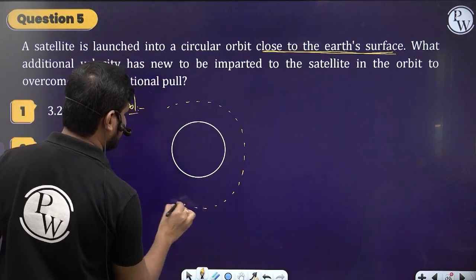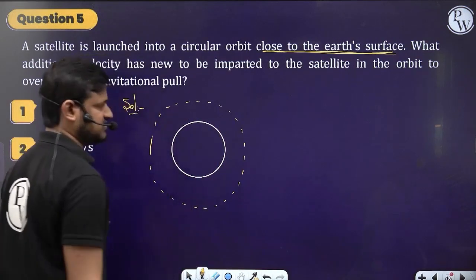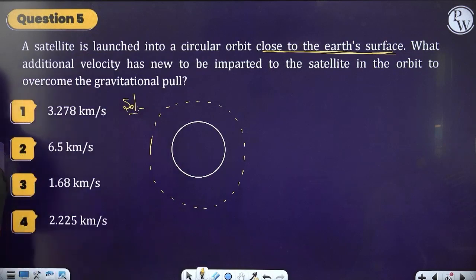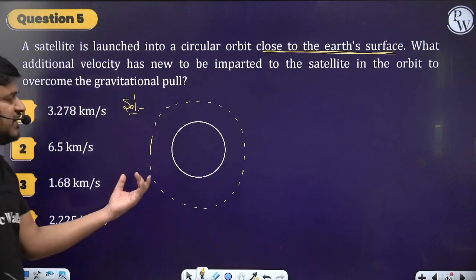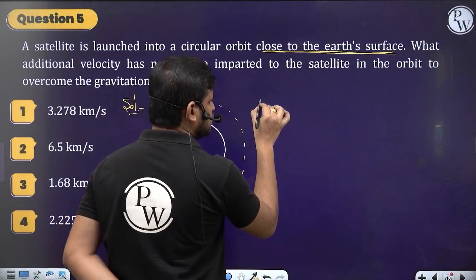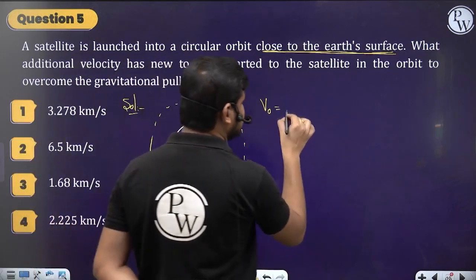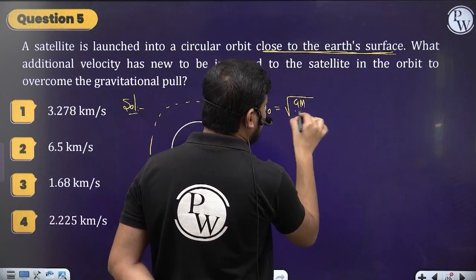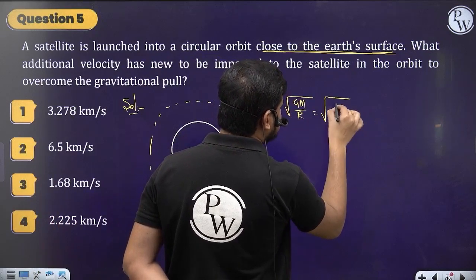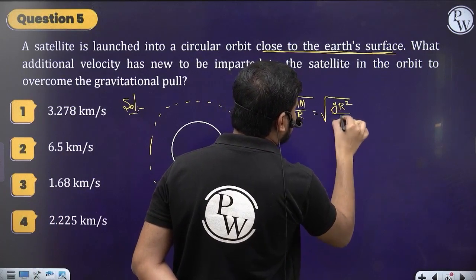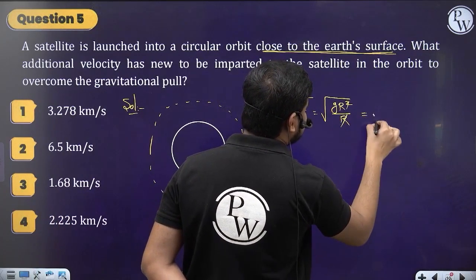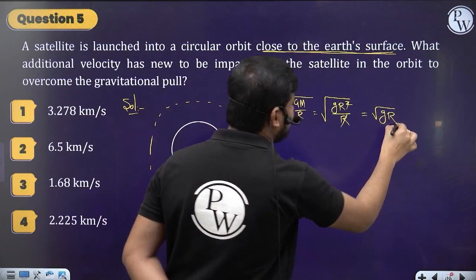So it is revolving very near to the Earth surface. So what is the orbital speed if it is very near to the Earth surface? The orbital velocity when it is very close to the Earth surface is root over GM by r, which we can also write as GR square by r. So r gets cancelled, root gR. So this is what we got.